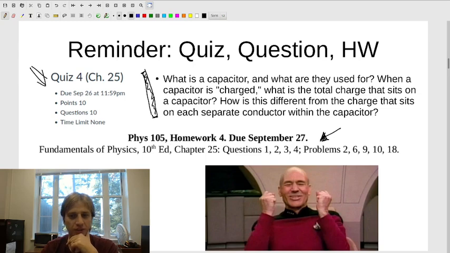Okay, this is Picard saying, yes, I love physics.